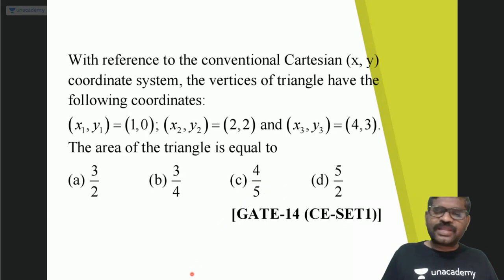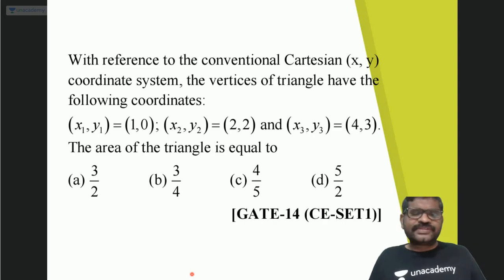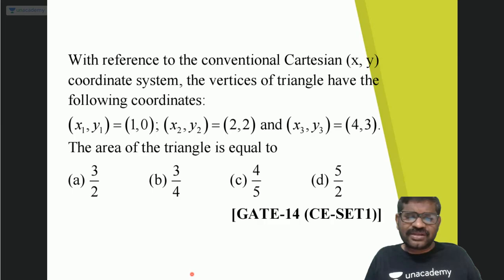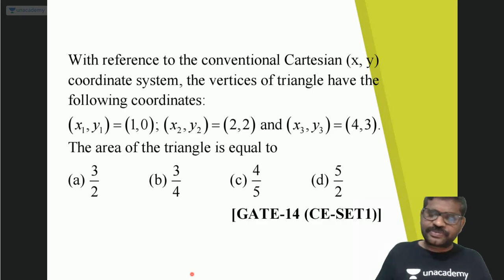Next, observe. With reference to the conventional Cartesian coordinate system, the vertices of the triangle have the following coordinates. Then the area of the triangle is, it is a method which is an application of determinants. With the help of determinants, you can calculate the area of the triangle with 3 vertices x1, y1, x2, y2, x3, y3. Okay? Now, observe.